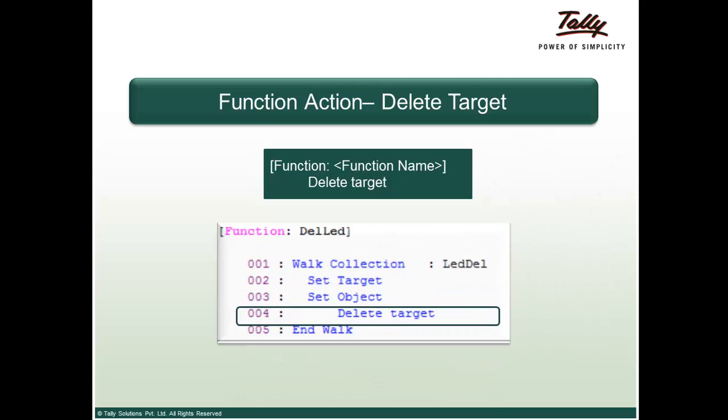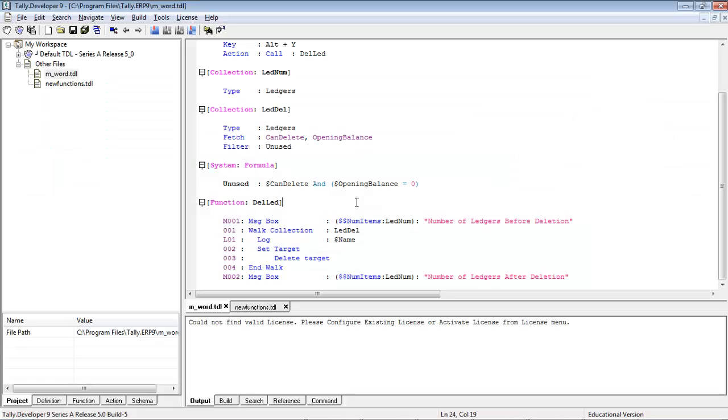Here is a code snippet showing the usage of the function action delete target. Let us understand the functionality of this action by using the same in our code. This program aims at deleting the unused ledgers in the company. Unused ledgers are those which are not used anywhere in the company and with no opening balance. In this function, delLed, a collection of these unused ledgers is walked through and these are deleted by using the function action delete target. And the number of ledgers in the company before and after deletion are displayed.